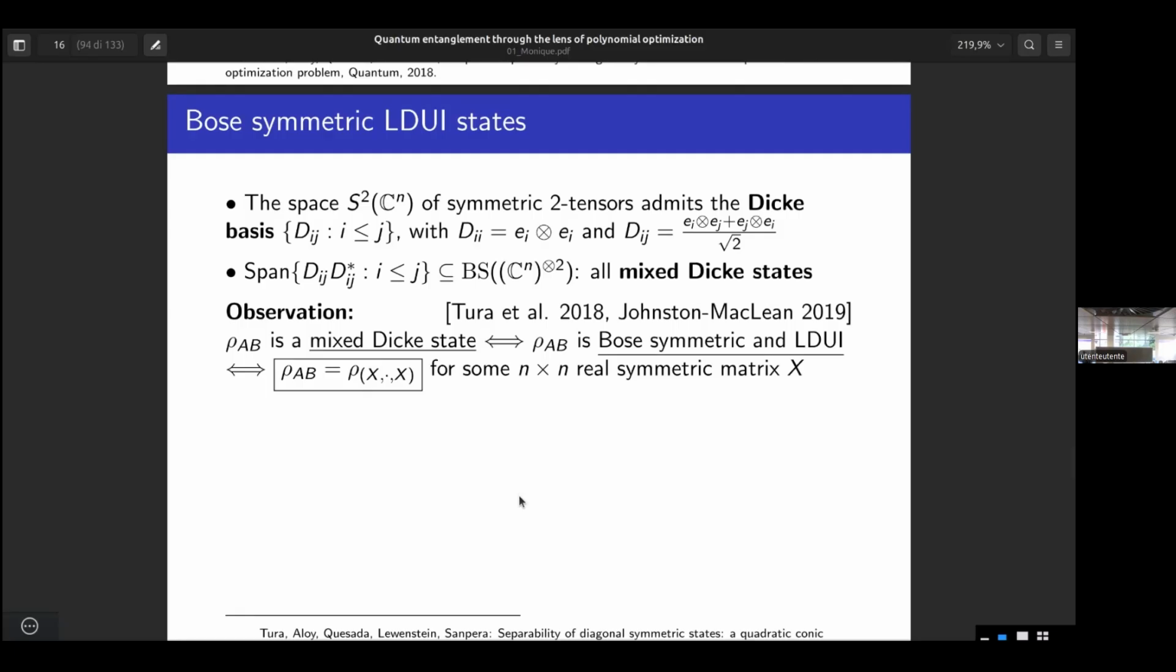Since they are LDUI, they depend on two matrices. It should be X, Y, Z. I put a dot because the Y is actually just a diagonal, so we can forget about it because the information is already in X. And the third term, Z, should be equal to X. So both symmetric LDUI states are of this form. Actually, they depend only on one single n by n matrix.